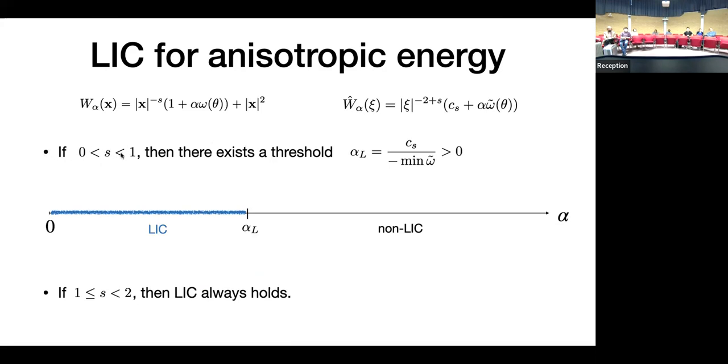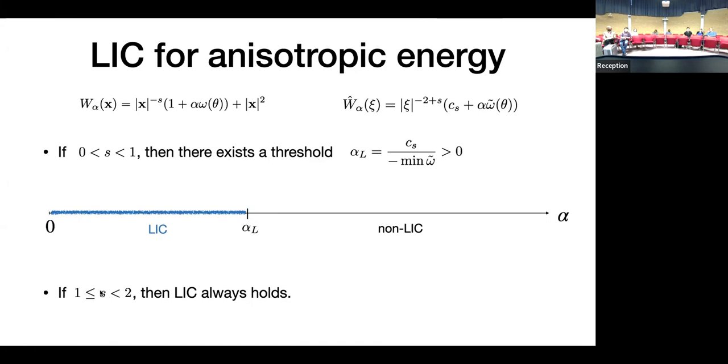If s is between 0 and 1, then we can show that the Fourier transform of the little omega part is always sign changing. So if you look at the Fourier transform, take alpha sufficiently large, then the Fourier transform becomes negative somewhere. And in this case, there is a threshold value alpha_L such that before that, you always have the LIC property, energy minimizer is unique. After that, it becomes non-LIC, and basically the minimizer has to collapse into lower dimensions.